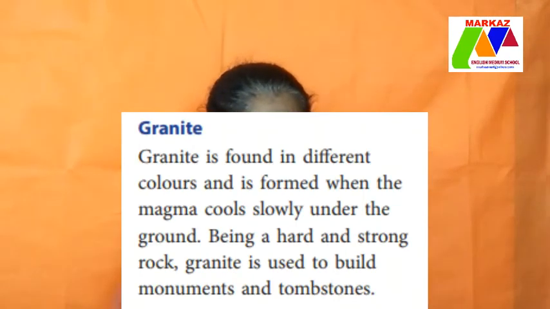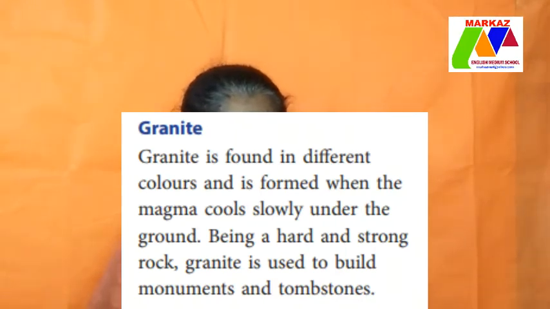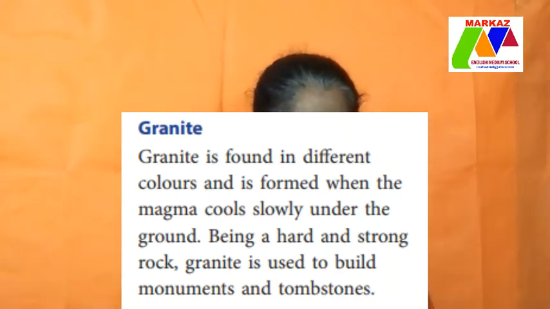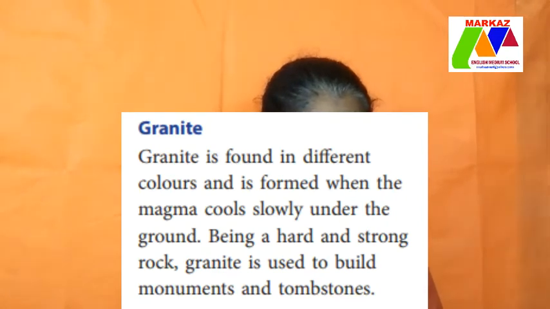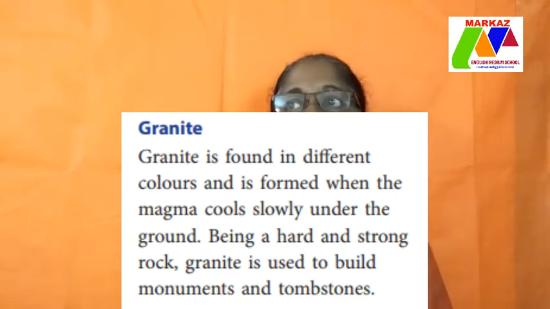Granite is found in different colors and is formed when the magma cools slowly under the ground. Being a hard and strong rock, granite is used to build monuments and tombstones. Now this is the lava that comes out and becomes very, very hard. So it's a very hard type of rock. You cannot break it easily. So this rock is used to make buildings and to make tombstones. That is one major use of granite.